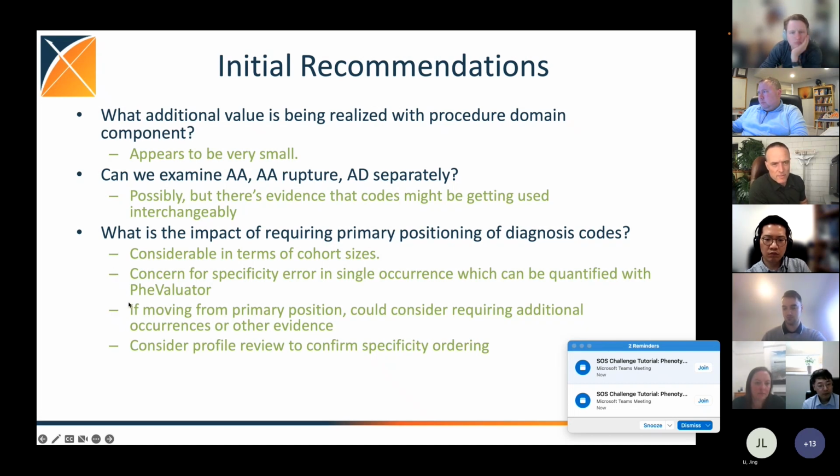I had some concern with specificity errors when using just a single occurrence, and I suggest we quantify those with the evaluator. We could consider requiring additional condition occurrences, because those cohorts actually look like they will have more people in them than just restricting to the primary position, with the added benefit that we could use more databases, especially non-US databases. And this might be an area where we just do some quick profile review to confirm our suspicions with respect to the relative ordering of specificity.